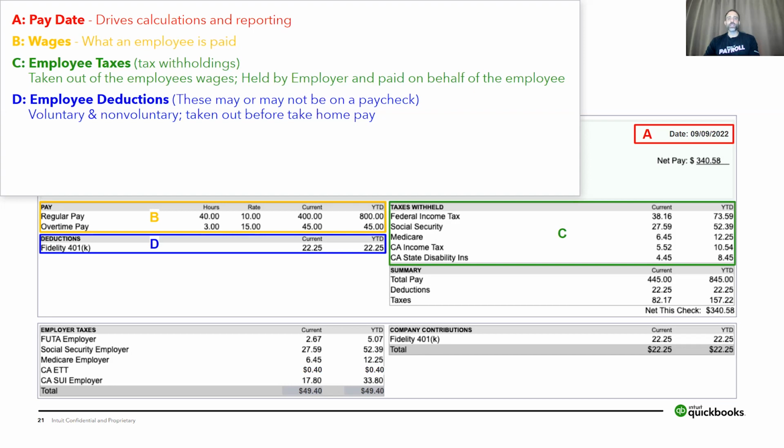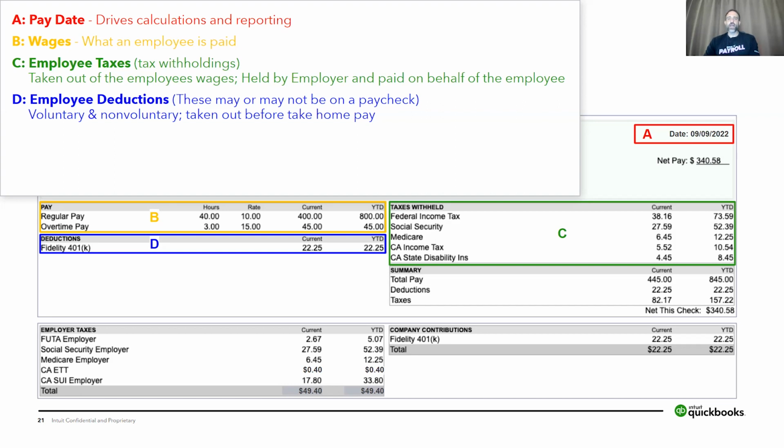Now on to employee deductions. Now, these may or may not be on your paycheck. These are any additional amounts that the employee wants withheld from their paycheck. In this case, it's for a retirement plan.